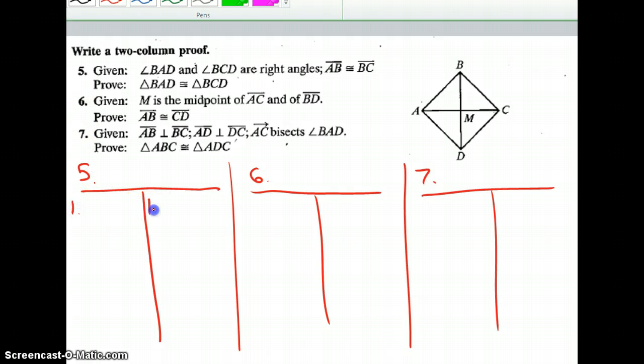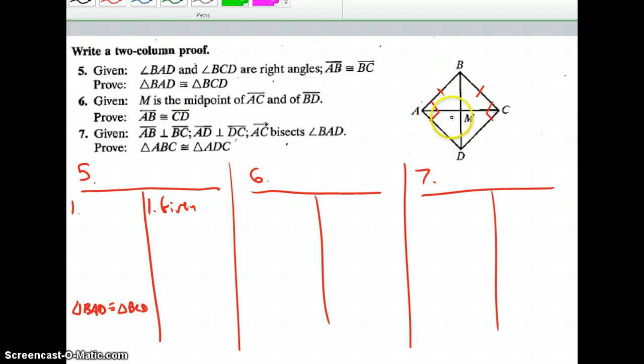Okay, so the given stuff is given. And here that's BAD and C. BAD is a right angle. And BCD is a right angle. And AB is congruent to BC. Okay? Prove that triangle BAD is congruent to triangle BCD.